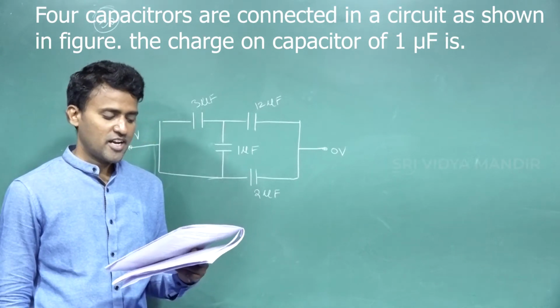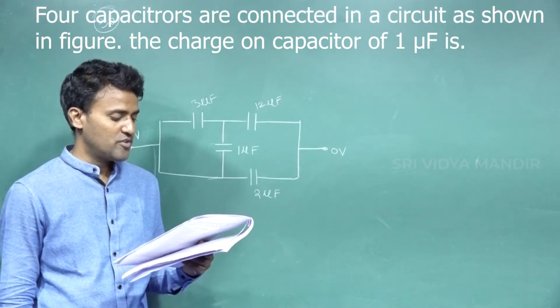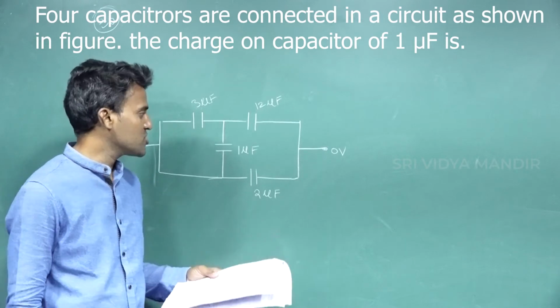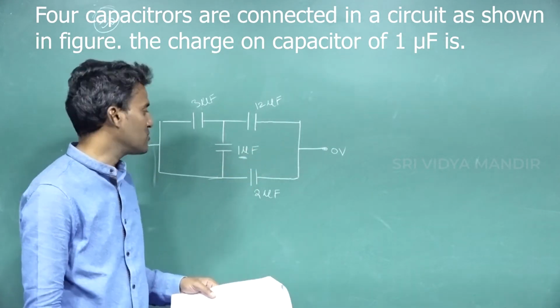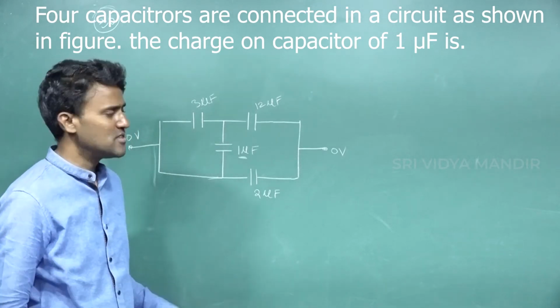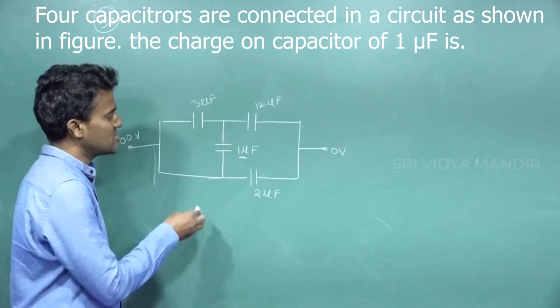Four capacitors are connected in a circuit as shown in the figure. We have to calculate the charge on the 1 microfarad capacitor. What is the charge on the 1 microfarad capacitor? The diagram is given like this.